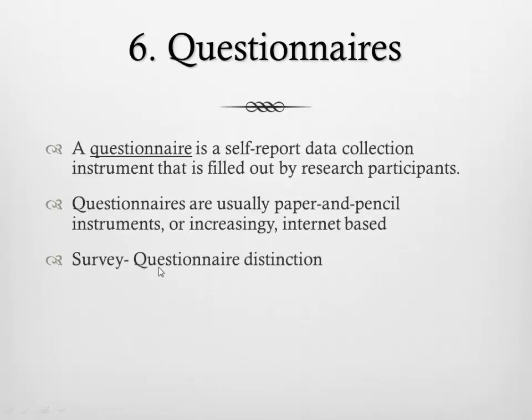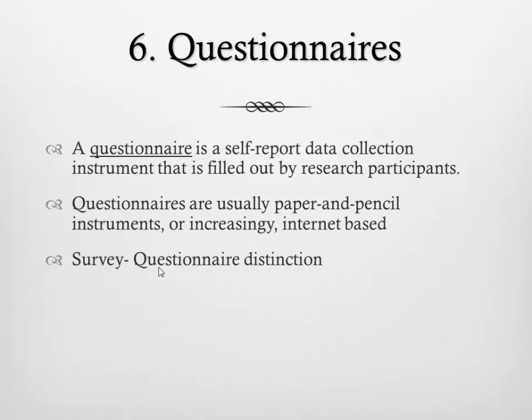And then number 6, questionnaires. A questionnaire is a self-report data collection instrument that is filled out by a research participant. Questionnaires are usually paper and pencil instruments, or increasingly, as you're probably aware, survey research is being conducted on the internet. And a lot of useful internet survey options are becoming available, and also other electronic forms, which would include, for example, email-based survey research.